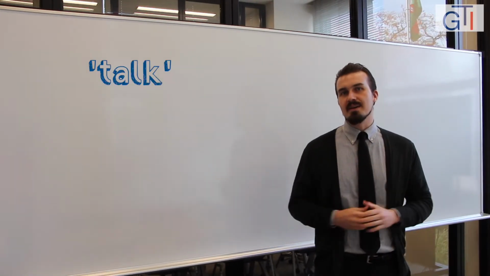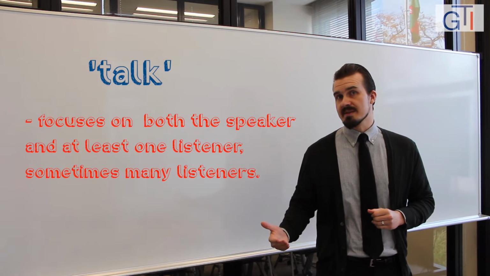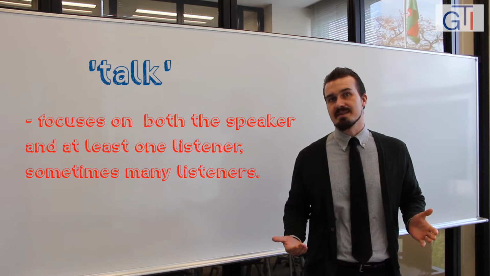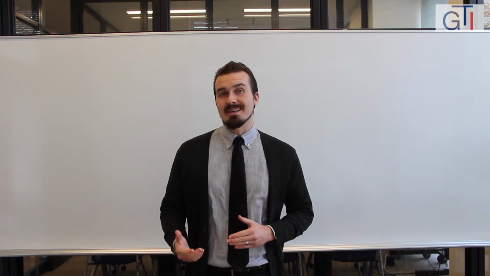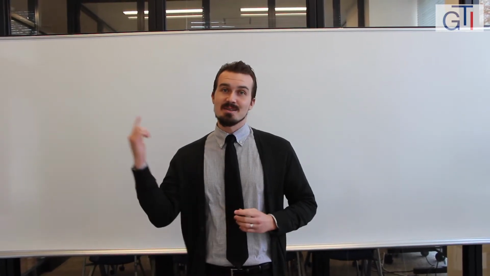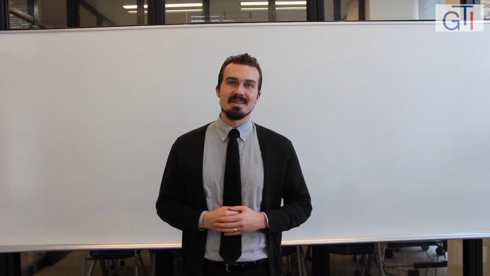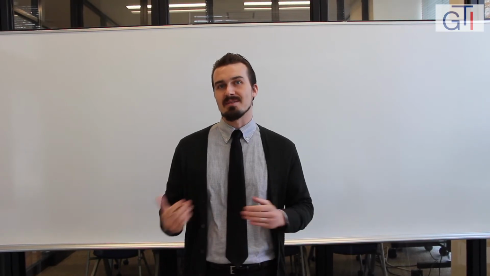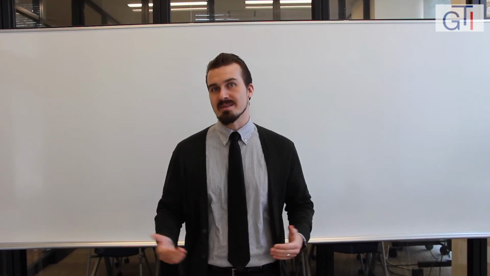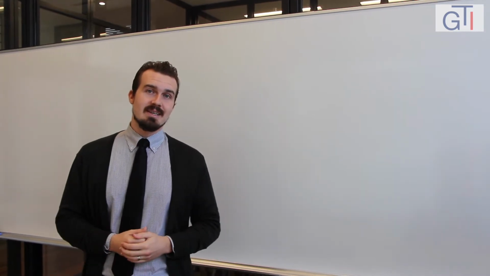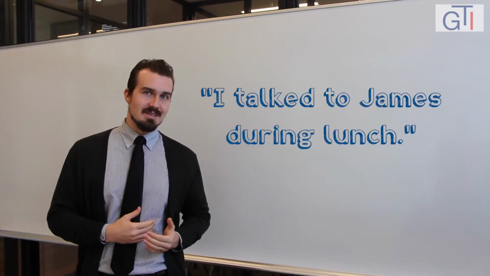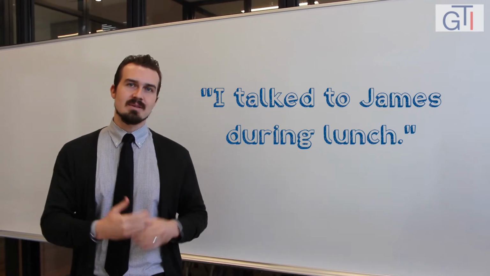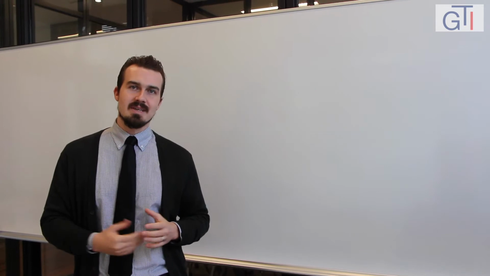Talk focuses not only on the person making the words, but also at least one listener, sometimes many listeners. When you use the word talk, it suggests the conversation is two-way. This means that the speaker and at least one other listener are participating in the conversation, or are both making words. For example, if I said, "I talked to James during lunch," this would mean that both James and I took turns making words or saying something during the conversation.